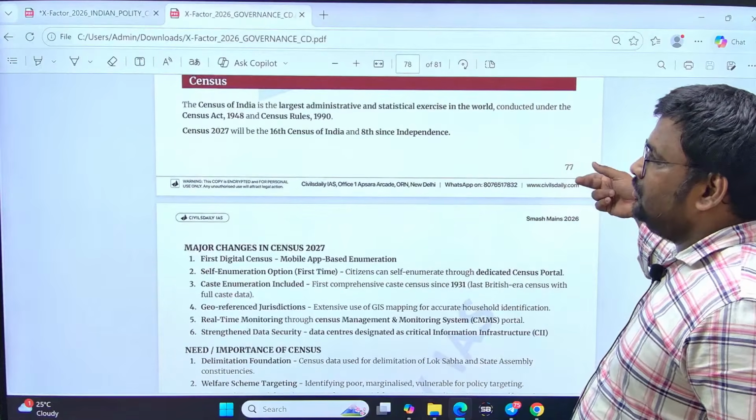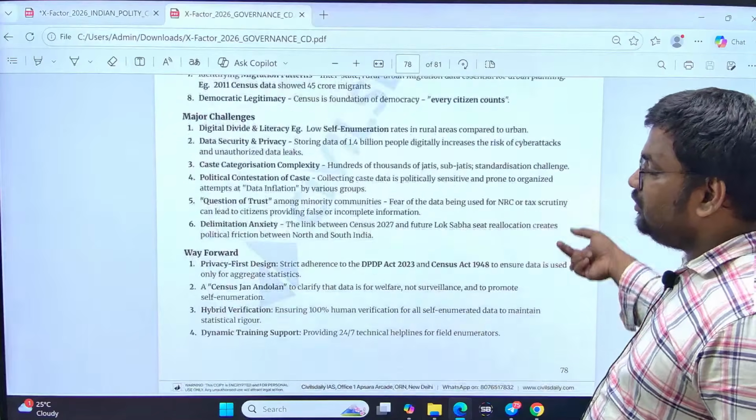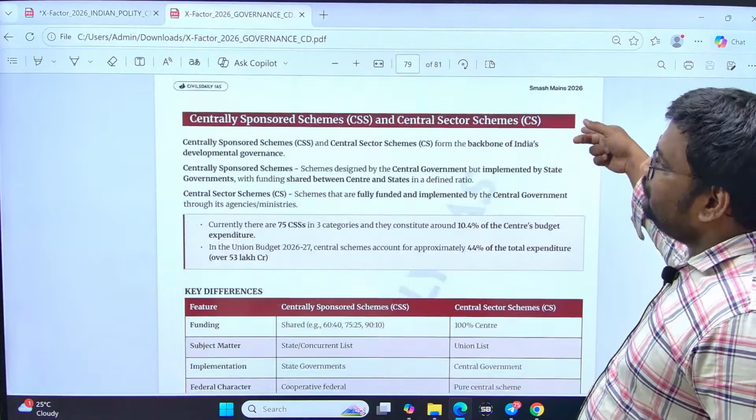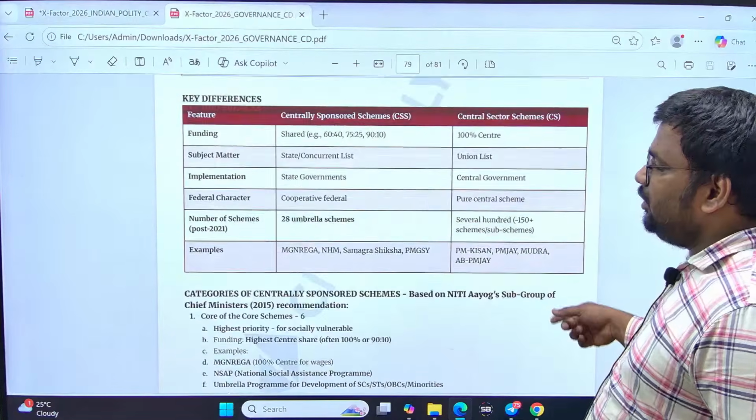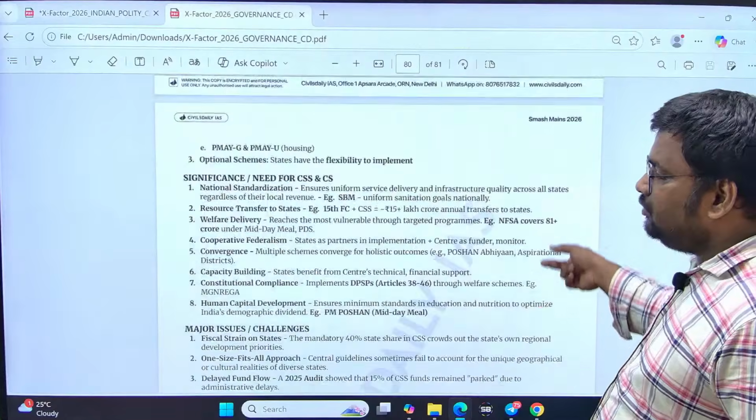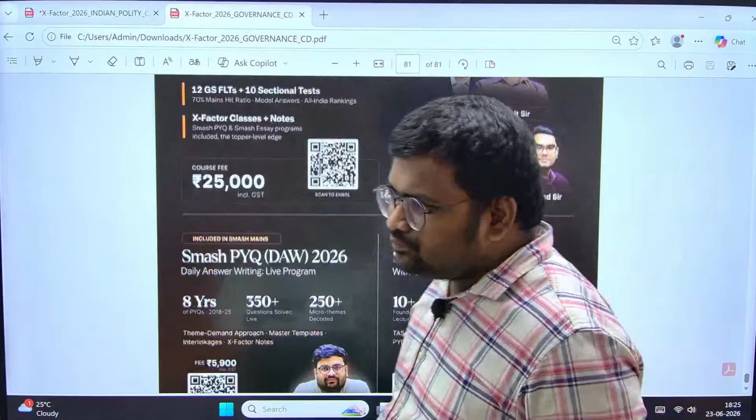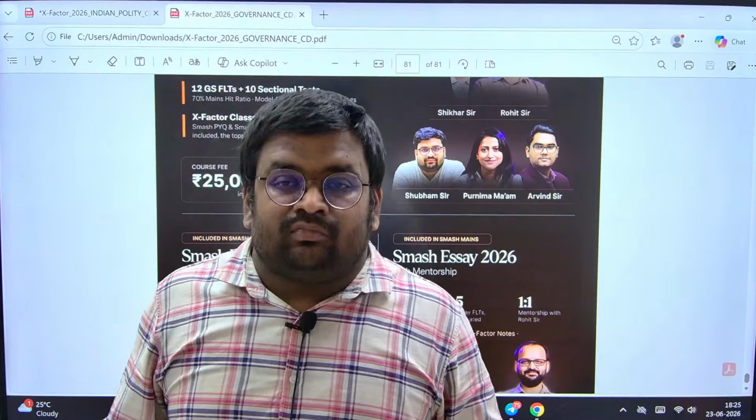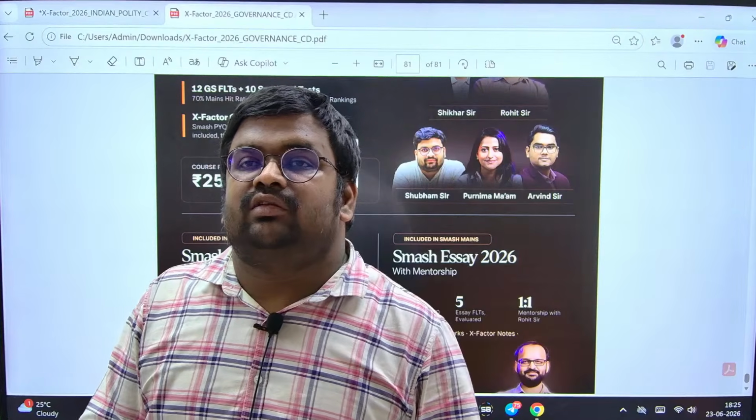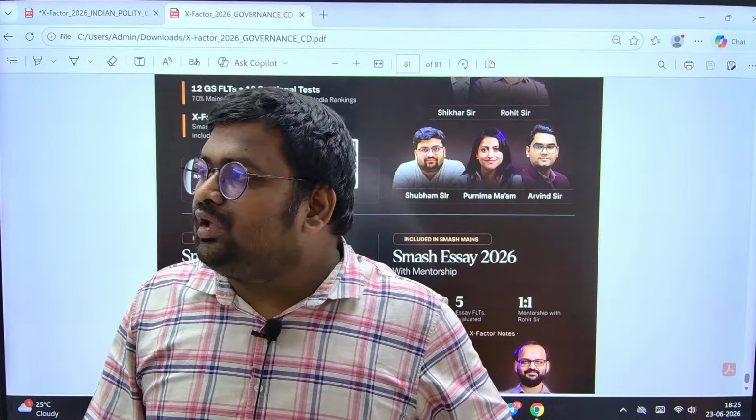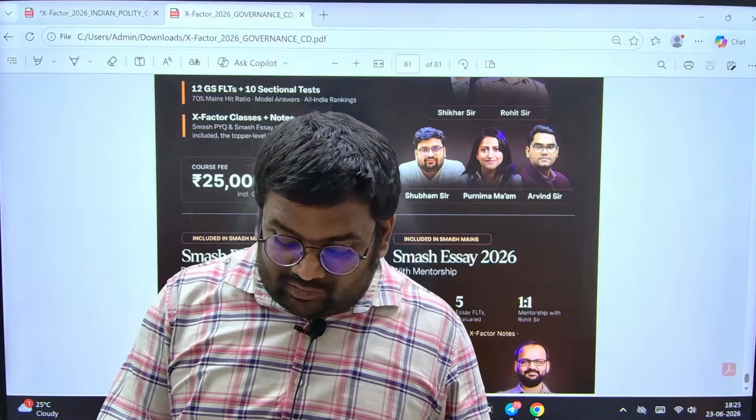Then Census 2027. A separate standalone question can be made on this also. Then centrally sponsored and central sector schemes, the recent changes that have been made, so in that context you can get a question on this also. So basically each and every theme which is there in static and each and every theme which is there in current affairs, we have tried to comprehensively cover it. And that's the basic philosophy of X Factor.